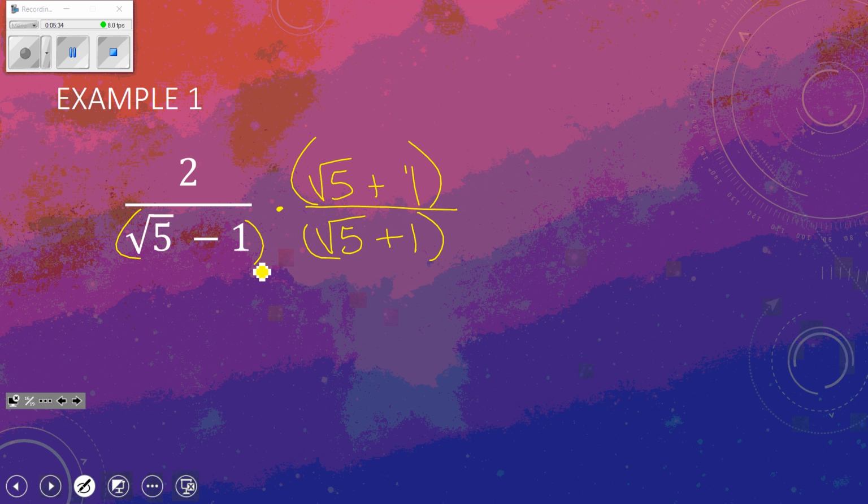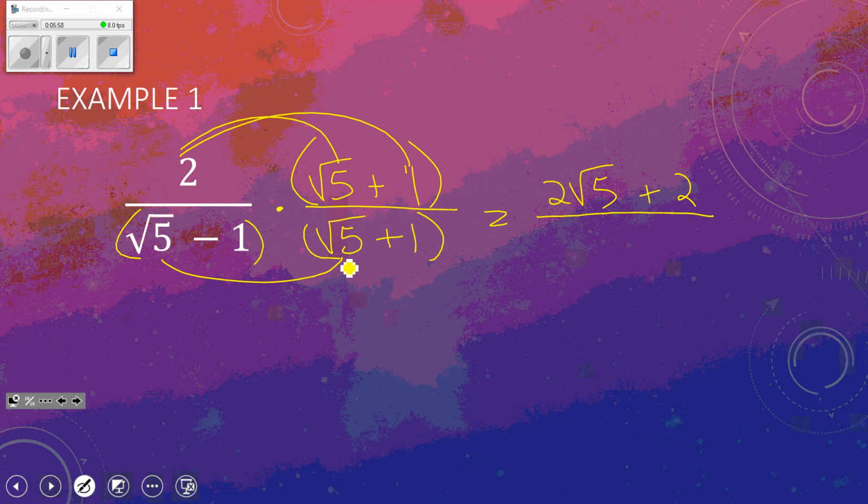these are binomials. How do I multiply 2 times square root of 5 plus 1? Distribute. So 2 times square root of 5 is 2 times square root of 5. And 2 times 1 is 2. Very good. Divided by, how are we going to multiply 2 binomials? FOIL. So here we go. Square root of 5 times square root of 5.